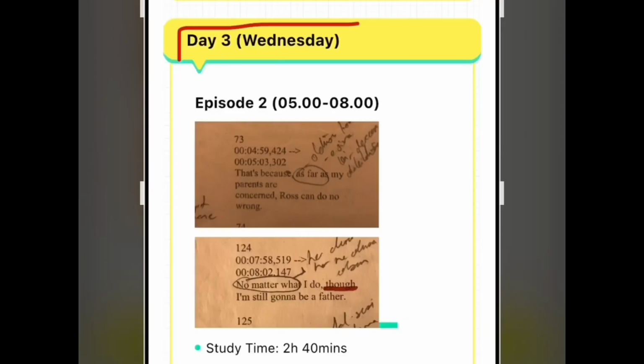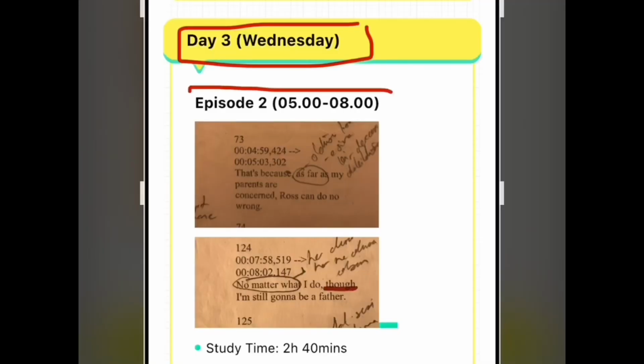Today is the third day, and again, I practice on the second episode of French. Based on this study plan, I will only work on the minutes between 5 and 8.